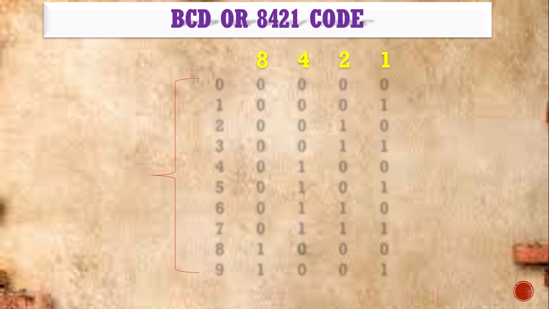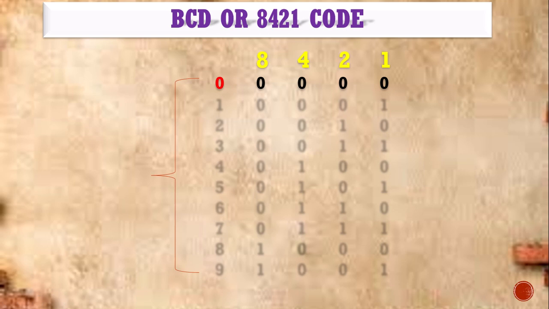Let's see how to write this. The first value is 0. Here we don't have any value 0 in the 8421 code. So the 0 can be represented as 0000 here. Always 0 means off state, 1 means on state. 1 is the on state, 0 is the off state.